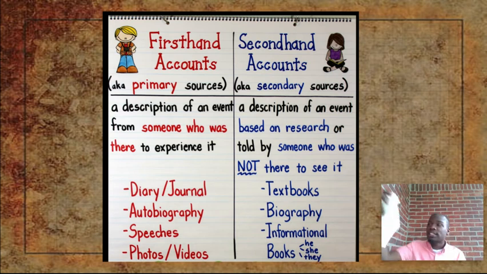Photos and videos. If I took a selfie right now and I sent it to you all, you will know that that's first-hand account because I am here. I took a picture and I sent it to you. However, second-hand account, textbooks, biographies, all of those are secondhand account because someone is getting all the information from somewhere. They didn't experience it, but they made a story about it.